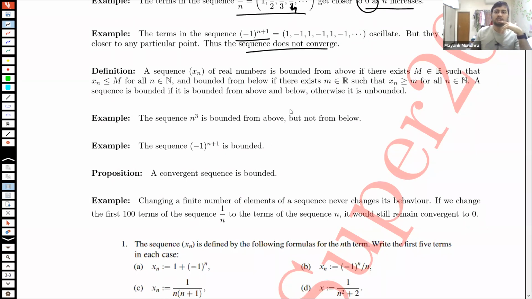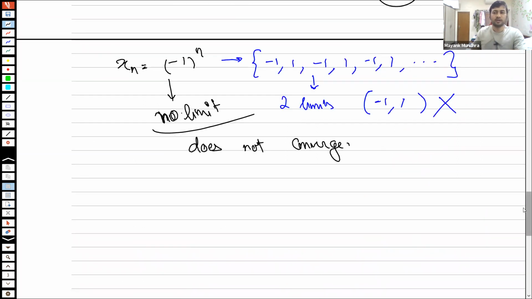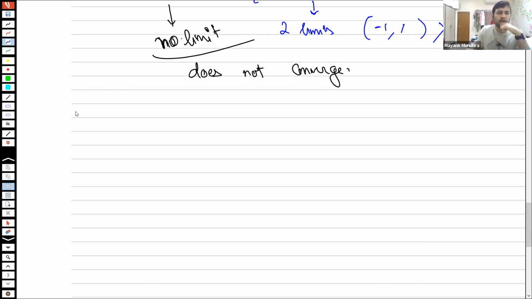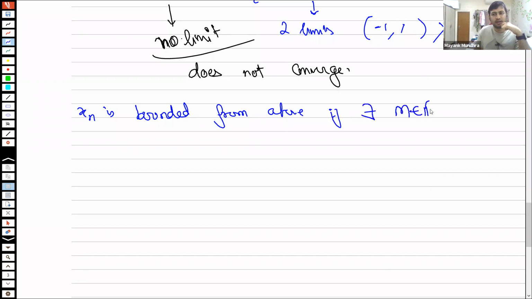Now there's some more definitions. A sequence of real numbers is bounded from above if there exists a real number capital M such that all elements are less than or equal to M. So we are saying that a sequence xn is bounded from above if there exists some real number M such that M is greater than or equal to xn for all n. Basically, I'm saying that there should be some number which is greater than every element of this sequence.